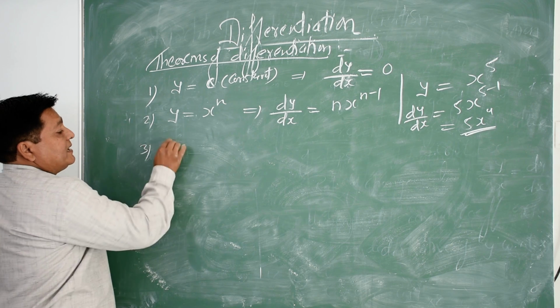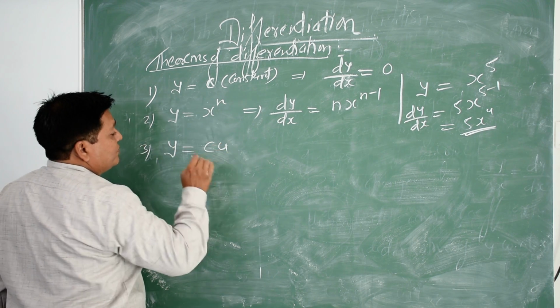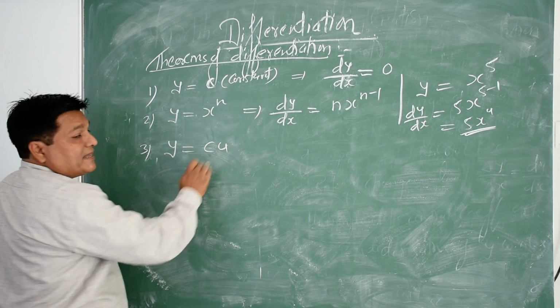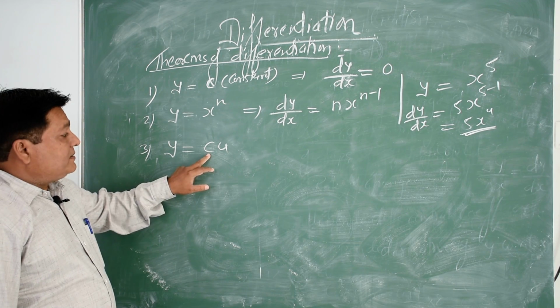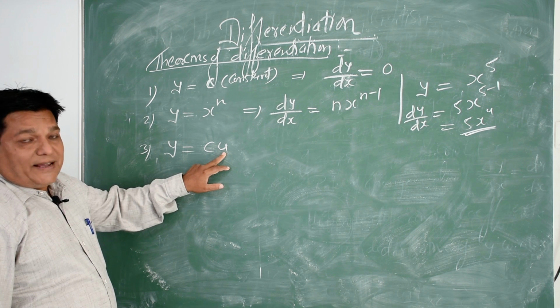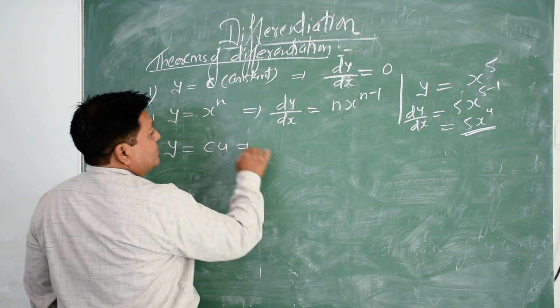Next one is, if y is equal to cu, where c is a constant and u is a function of x, then in that case we can use this formula.